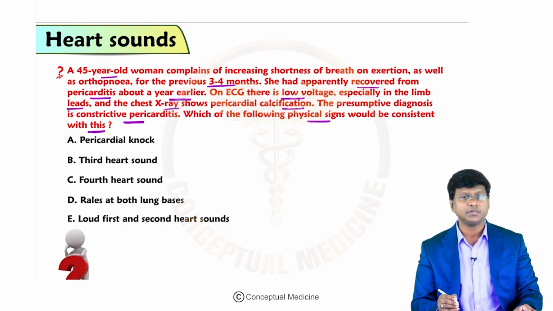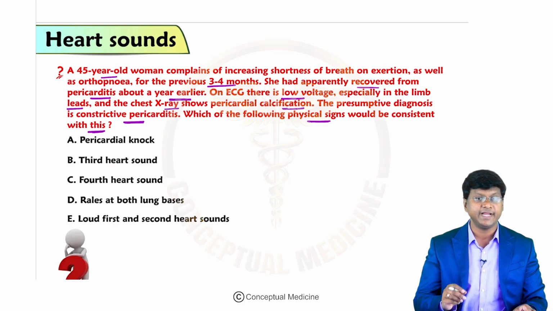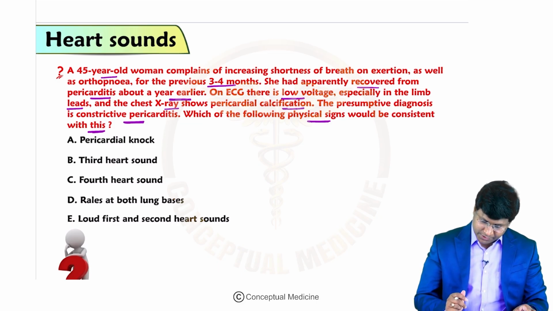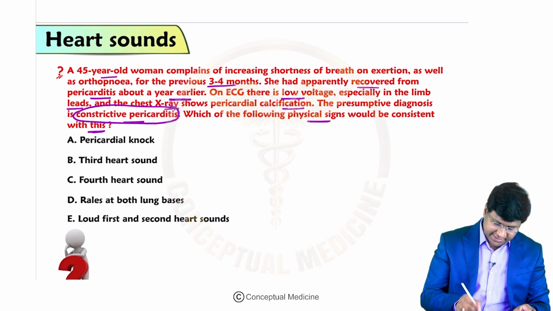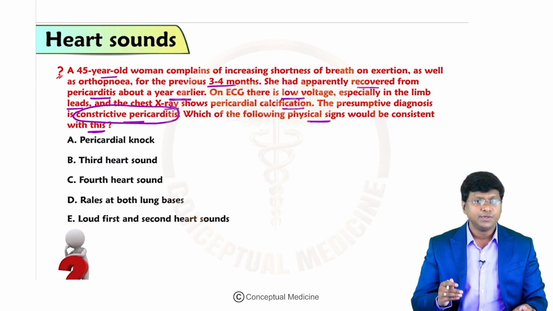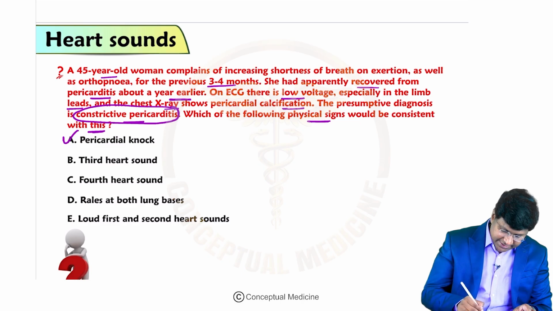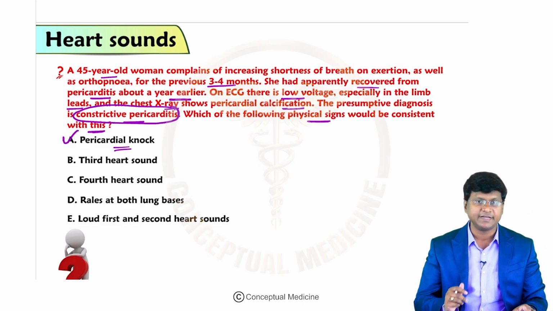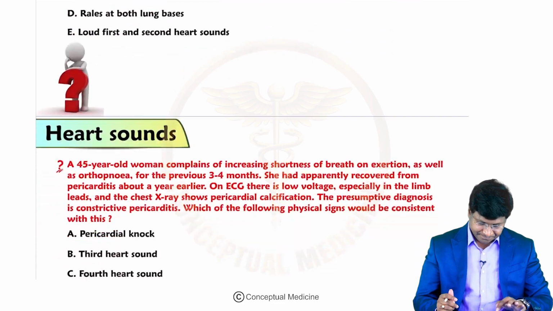The pericardial knock, third heart sound, fourth heart sound, rales at the base of both lungs, loud first and second heart sound. Okay, so you need to know the diagnosis, which is already given: constrictive pericarditis. Now, let me tell you what all these additional sounds are. In constrictive pericarditis, you will listen to an additional sound called the pericardial knock. Let me discuss this pericardial knock and all other additional sounds.